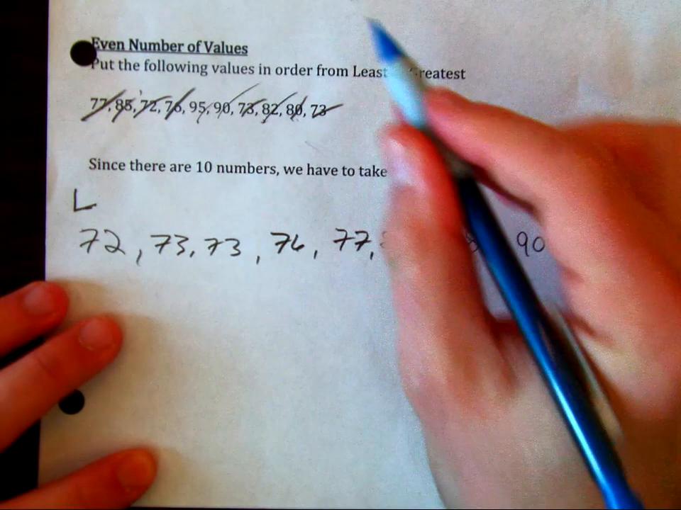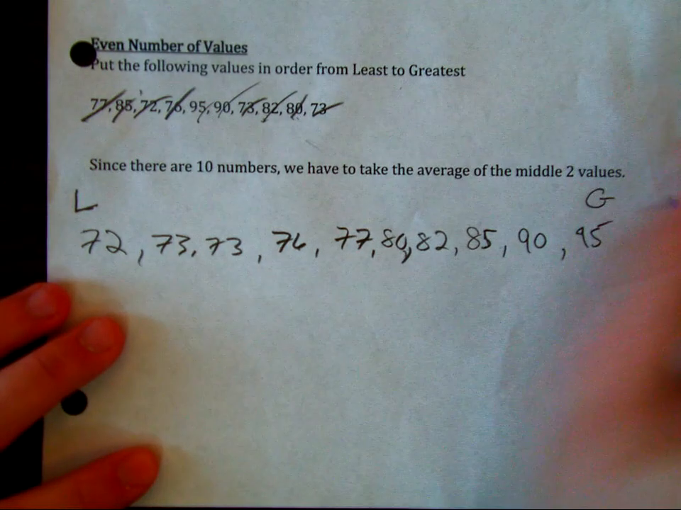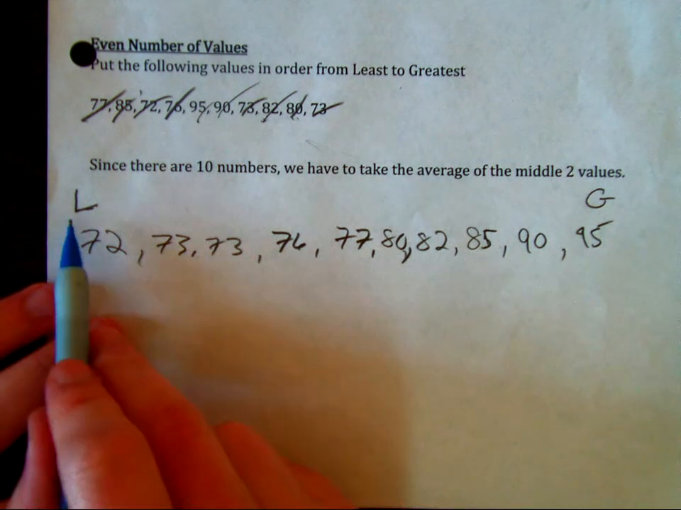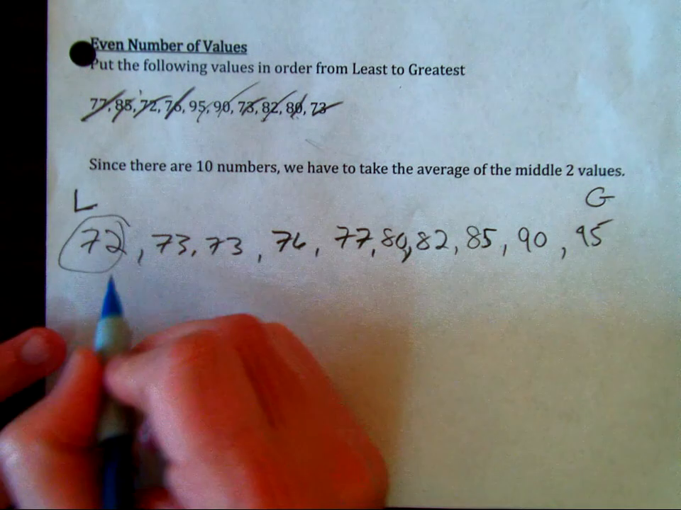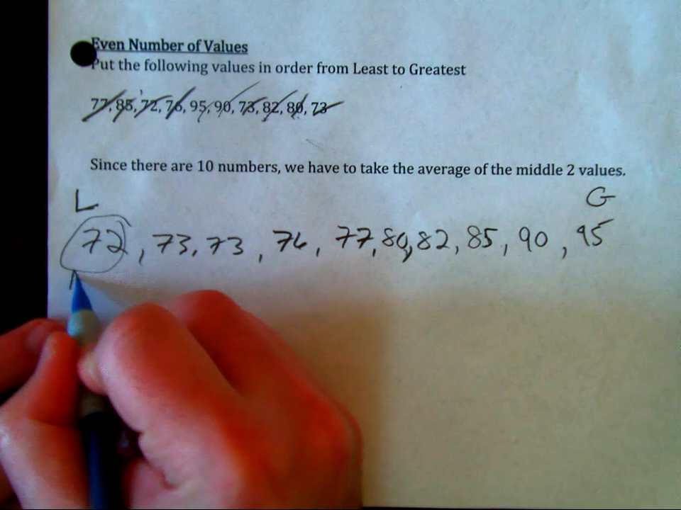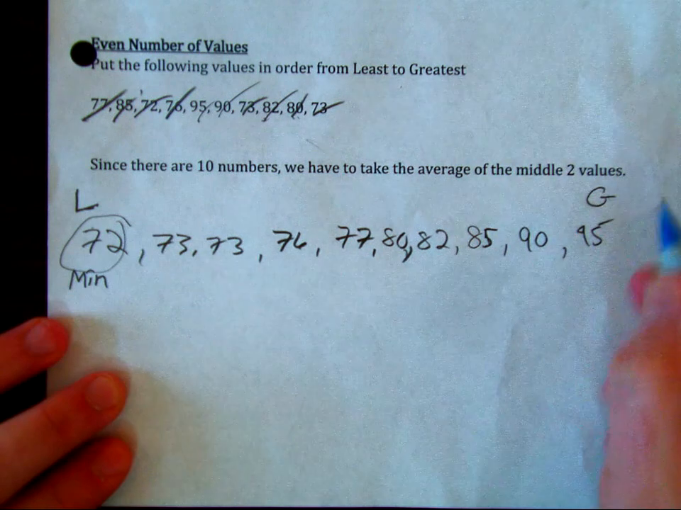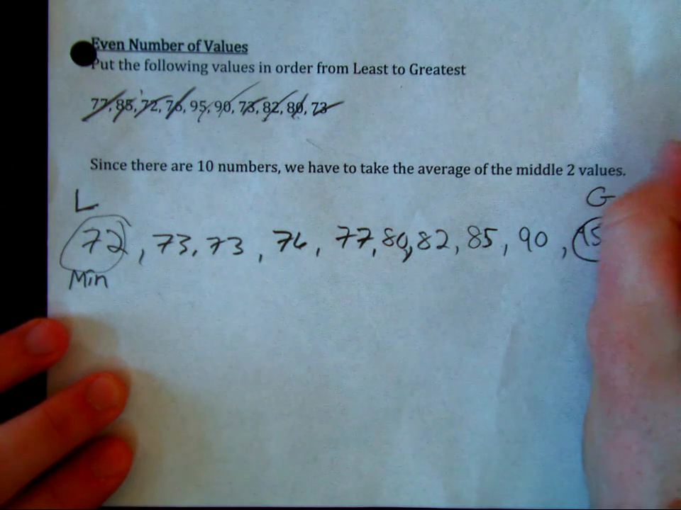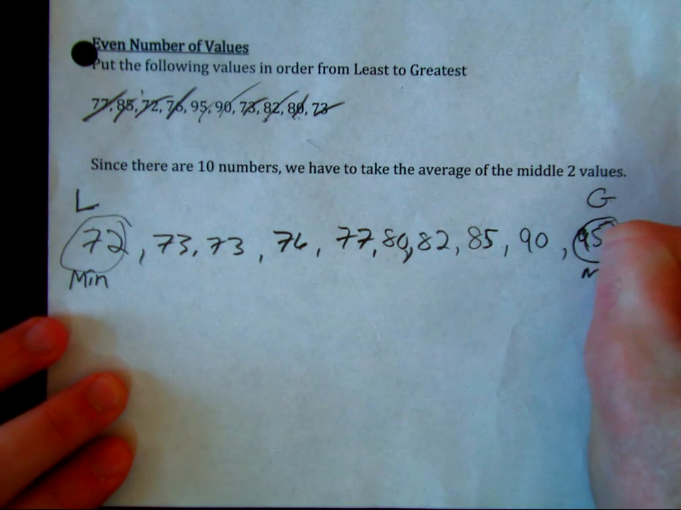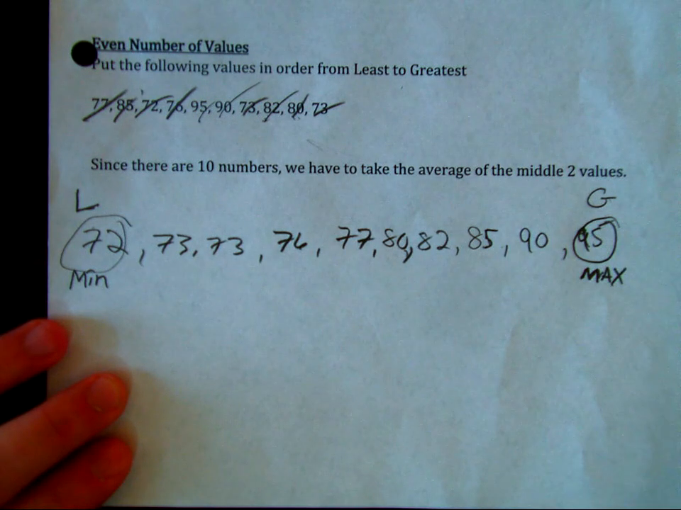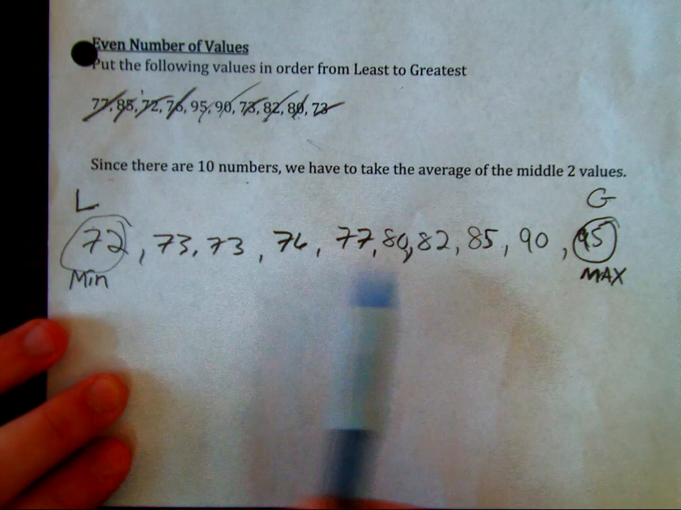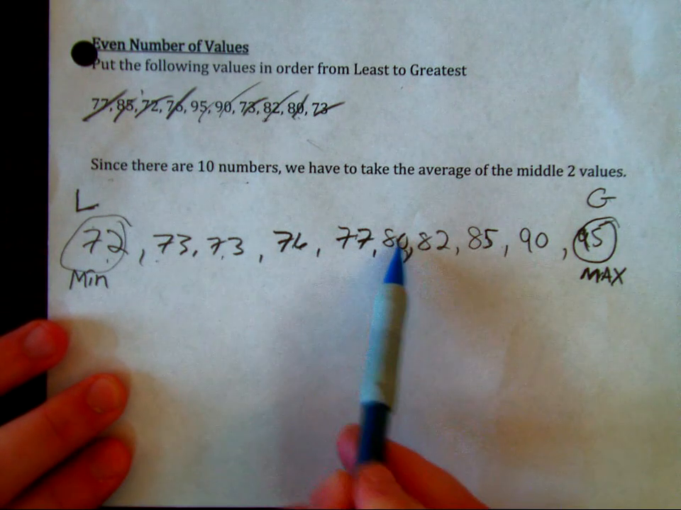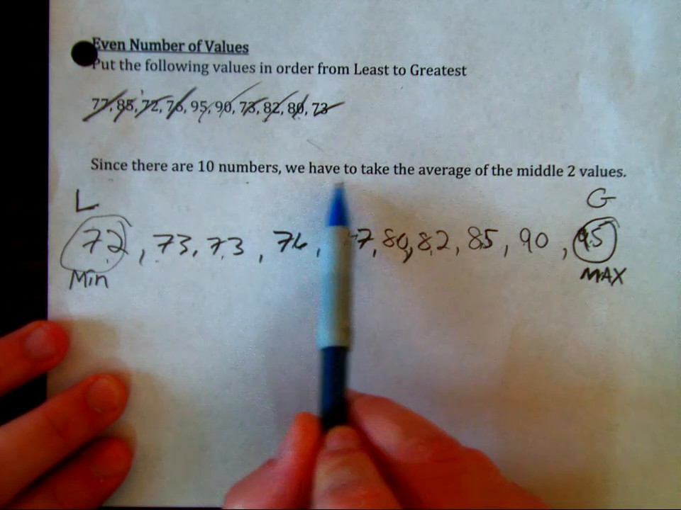Alright, so now again, we said that from left to right is the least to greatest. And so that means that, again, the easiest way to point out, we say this is the min, meaning the minimum, and this is our max, which is our maximum number, our greatest value. So let's see, it says since there are 10 numbers, meaning we have 10 values here, 1, 2, 3, 4, 5, 6, 7, 8, 9, 10. We have to take the average of the middle two.